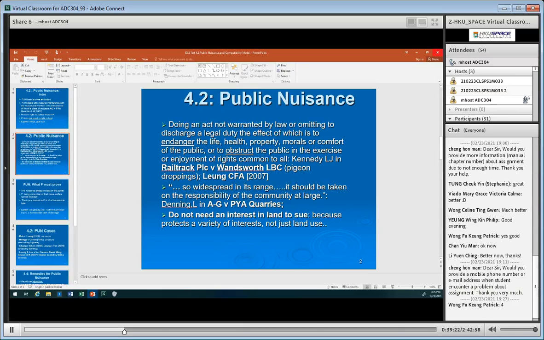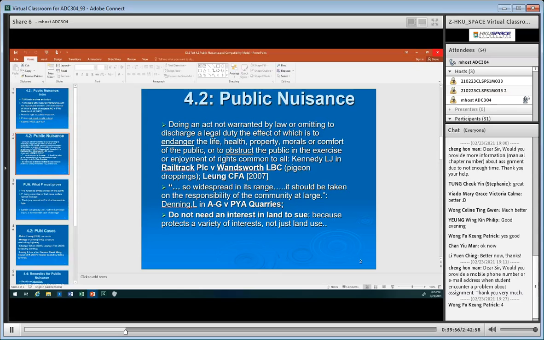Keeping a vice establishment, already mentioned. Not properly maintaining a refuse depot, resulting in offensive smells, that could be a ground for public nuisance. Pollution in general. Dropping objects from a building, that's unfortunately quite common in Hong Kong, isn't it? So if you are injured walking along a pedestrian path from something that has fallen from a building above, then you can sue in public nuisance.